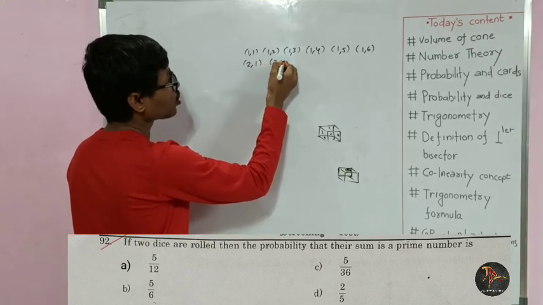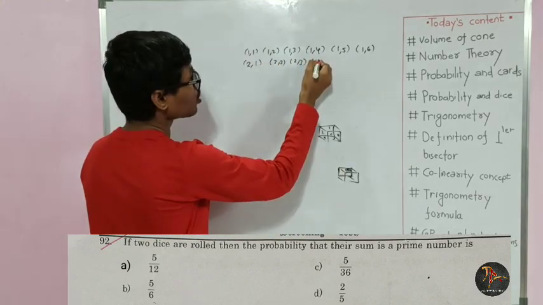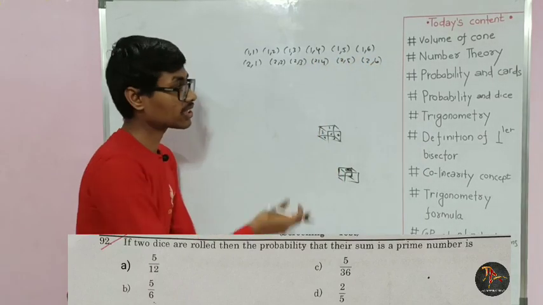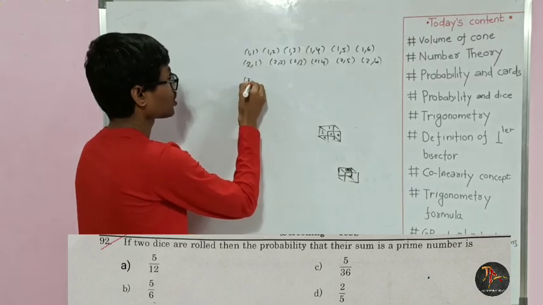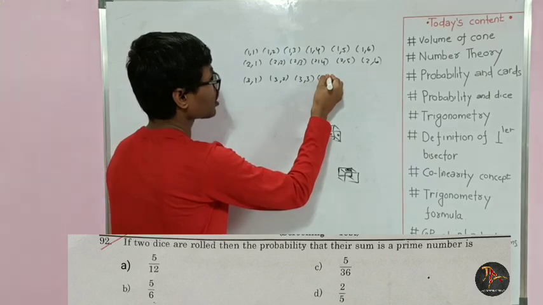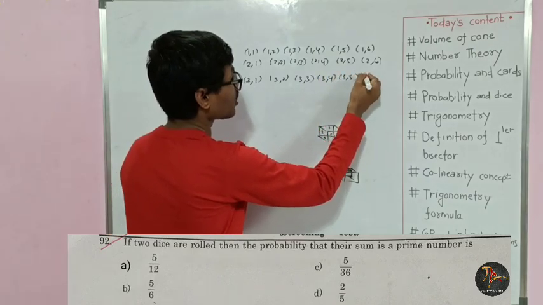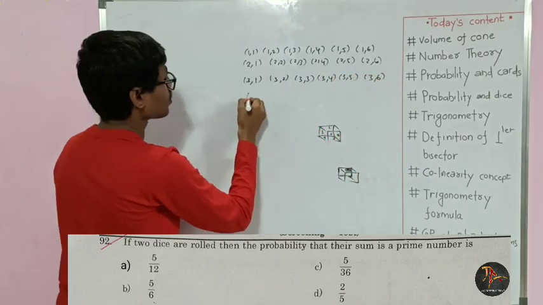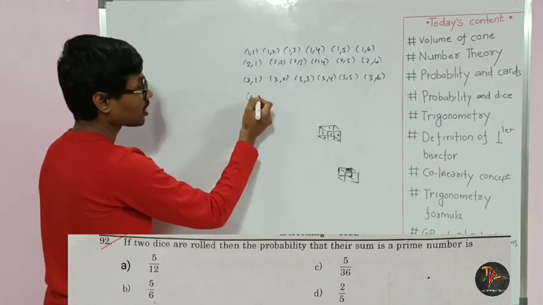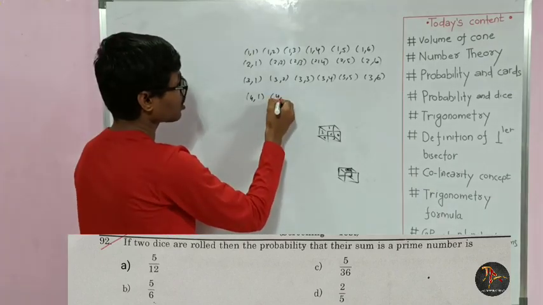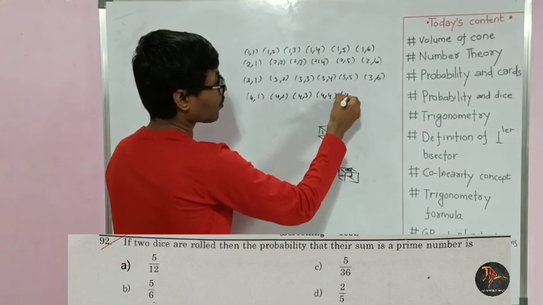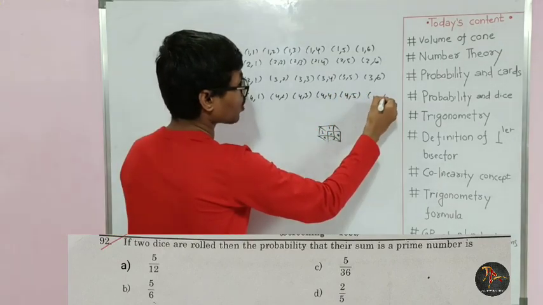2 1, 2 2, 2 3, 2 4, 2 5, 2 6. Suppose the first dice comes 3, then 3 1, 3 2, 3 3, 3 4, 3 5 and 3 6. Now if the first number is 4, then 4 1, 4 2, 4 3, 4 4, 4 5 and 4 6.